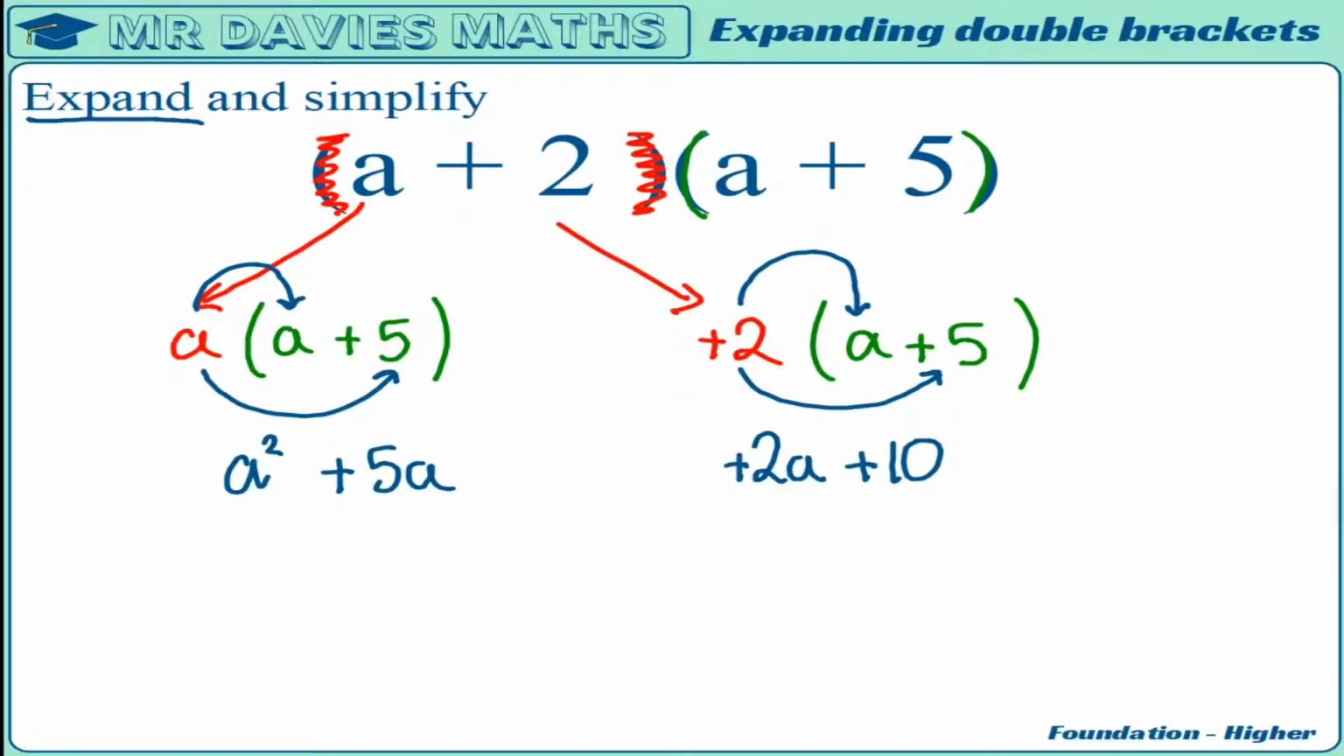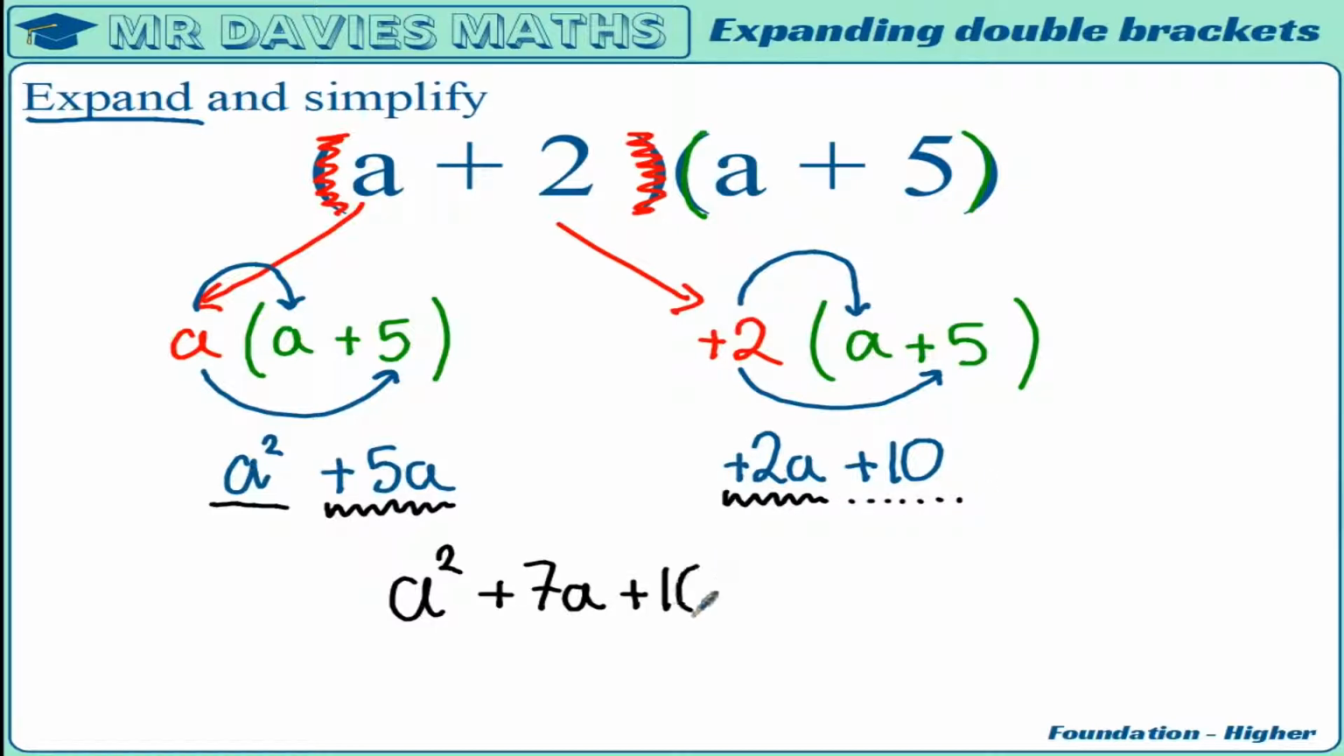All we need to do is collect and simplify what we've got. So I've got an A squared. That's not an A squared, that's not an A squared, and that's not an A squared. So we've got one A squared as part of our answer. We've got 5 A's, and we've got another 2 A's over here. So in total, I've got positive 7 A's. And then we've also got this number on its own at the back. We've got a plus 10. That is my final answer.